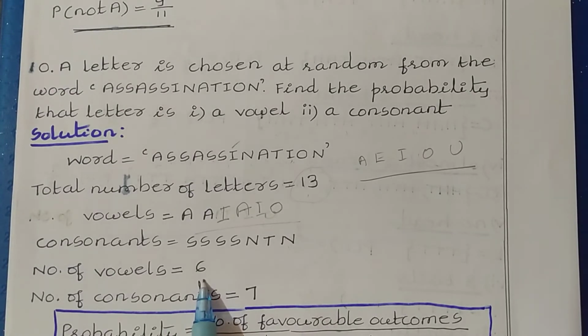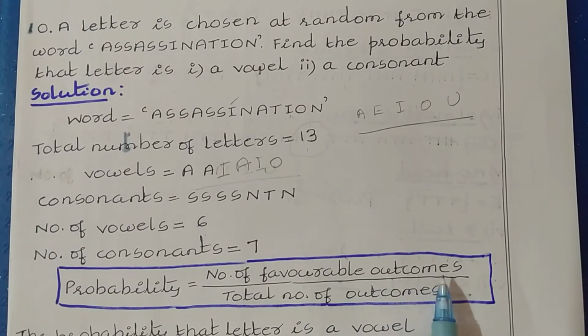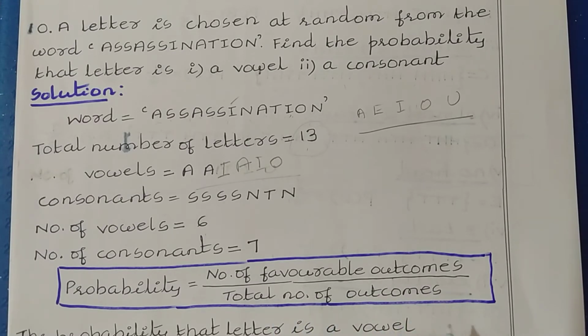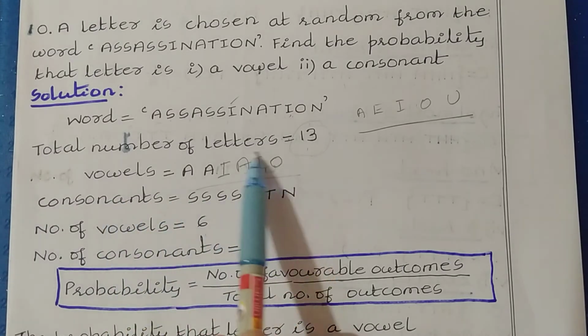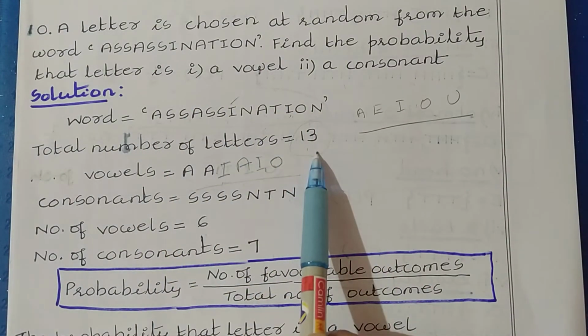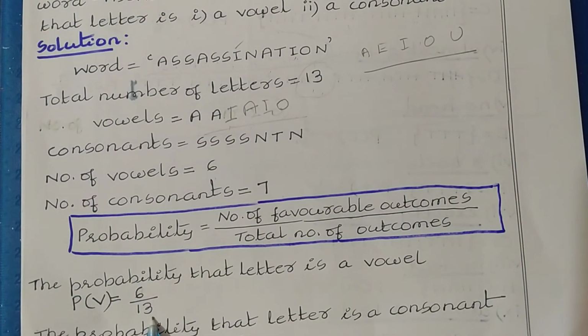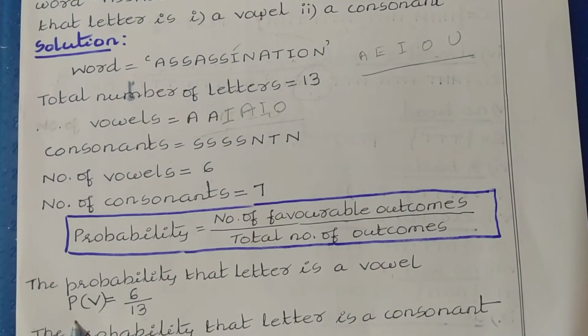Now let us find the probability of the letter is a vowel. So to find the probability, we have to use the formula number of favorable outcomes divided by total number of outcomes. So probability that letter is vowel. See totally here we have 6 vowels in this word and totally we have here 13 letters. So 6 divided by 13. Number of favorable outcomes related to vowel we have 6. 6 divided by total number of outcomes here 13. So 6 by 13 is the answer for probability that the letter is a vowel.